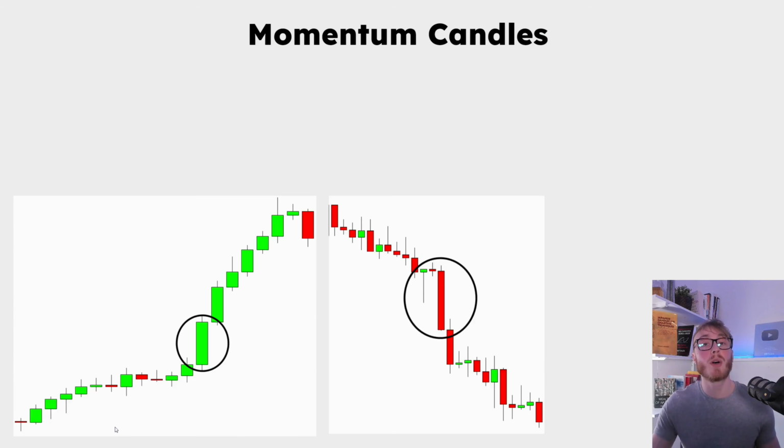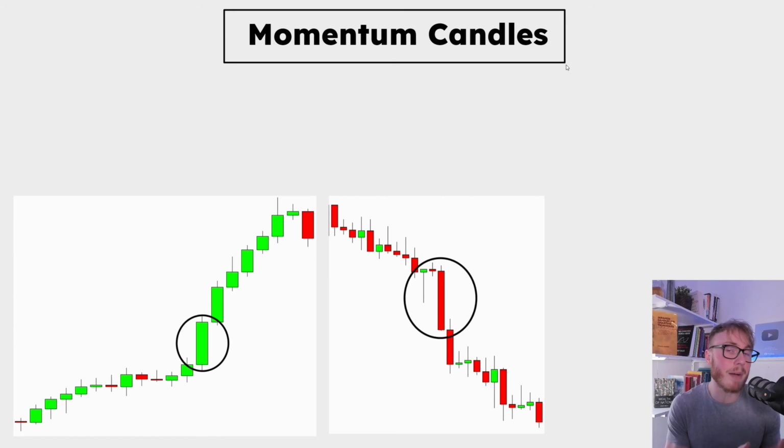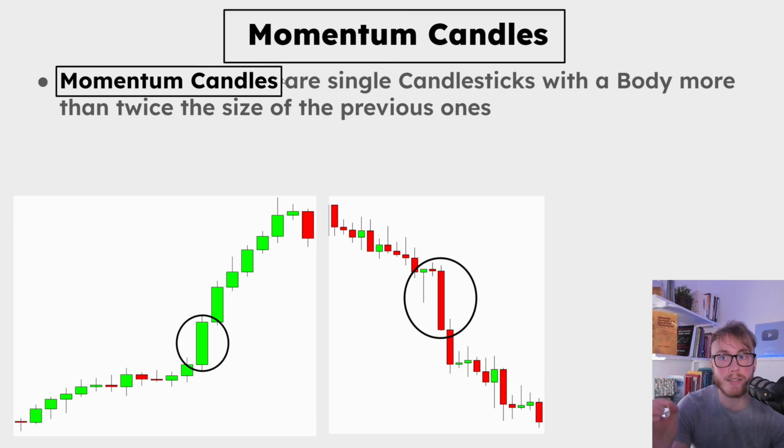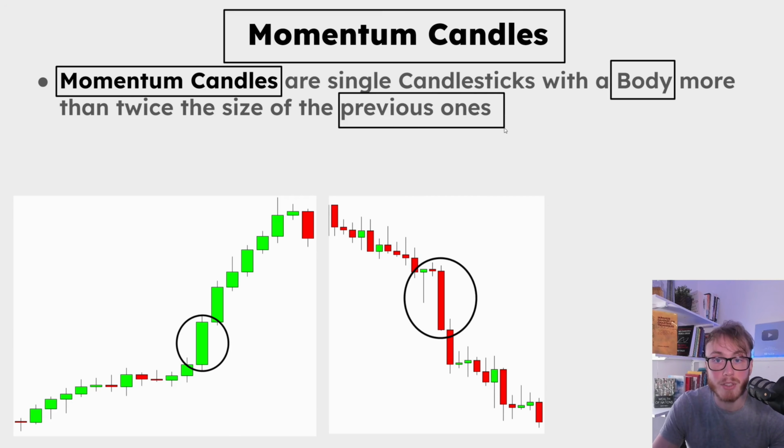All right, so now that we know about Doji candles, it's time to learn about what is pretty much the opposite of Doji candles, and that is something called momentum candles. And first of all, what is a momentum candle? Well, momentum candles are single candlesticks with a body, or in other words, a real body, more than twice the size of the previous ones, or in other words, more than twice the size of the previous real bodies.